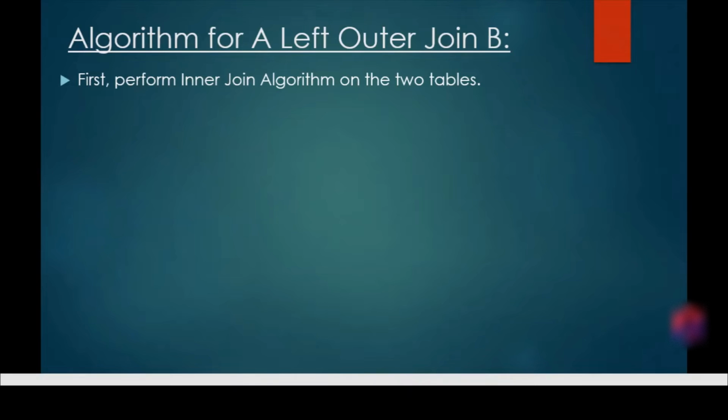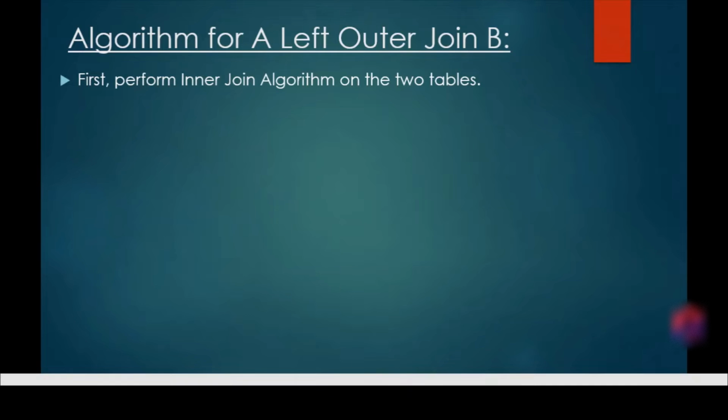So you can see the algorithm for left outer join has the first step as performing the inner join algorithm, and we have already gone through that. If you remember the steps for the inner join algorithm, all you have to do is follow those steps first. Once you have completed the first step, you will have all those rows which have equal values on the join columns, right?